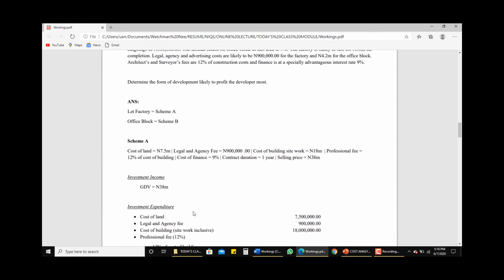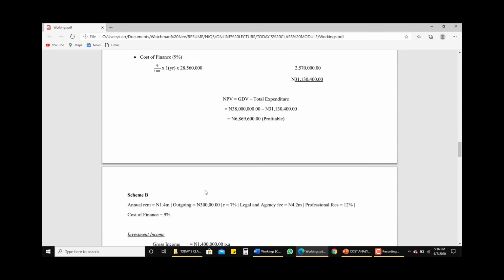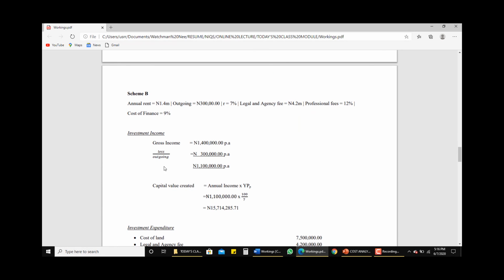The same thing that we did there is applicable to scheme B, but this time around, we are not selling scheme B, which is the office block. We are not selling the office block. This time around, the return is going to be on annual rent.